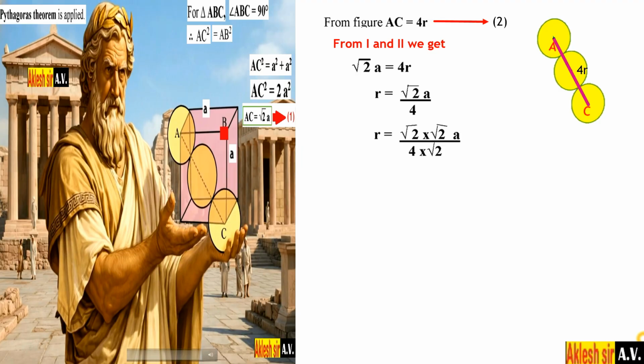r equals square root of 2 into square root of 2 into a divided by 4 into square root of 2. This becomes r equals 2a divided by 4 root 2. Here 2 and 4 cancel: 2 goes into 1 and 4 goes into 2. So finally, r equals a divided by 2 root 2.